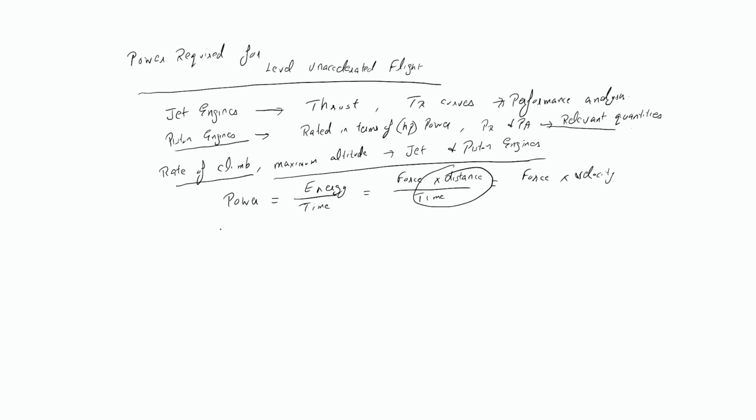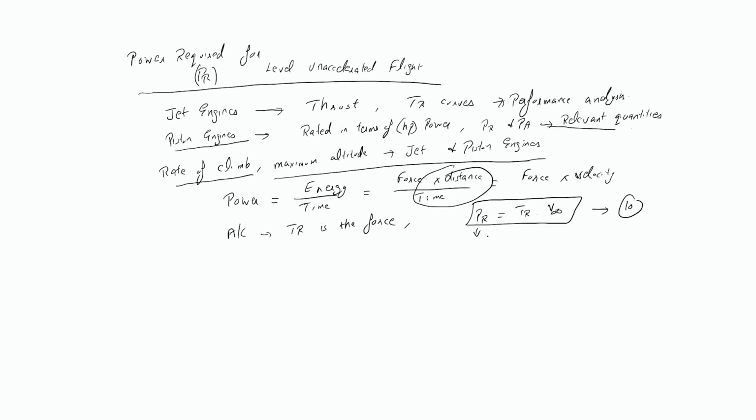So for an aircraft, what is the force? For an aircraft, thrust required is the force. Hence we can write power required equals thrust required into velocity. Let us continue our numbering, so this is equation number 10. PR is power required.